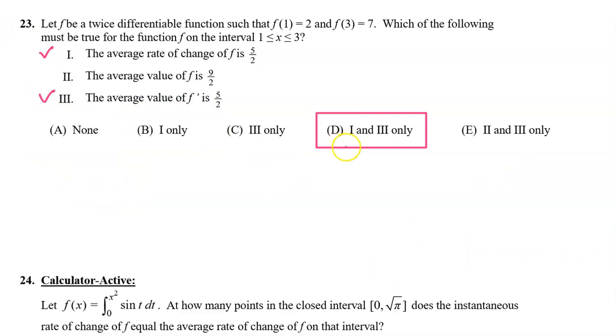That means that the answer is D. Statement 1 and 3 only are true. By the way, it's not a coincidence that the average rate of change of f is the same thing as the average value of f prime. That is always the case.